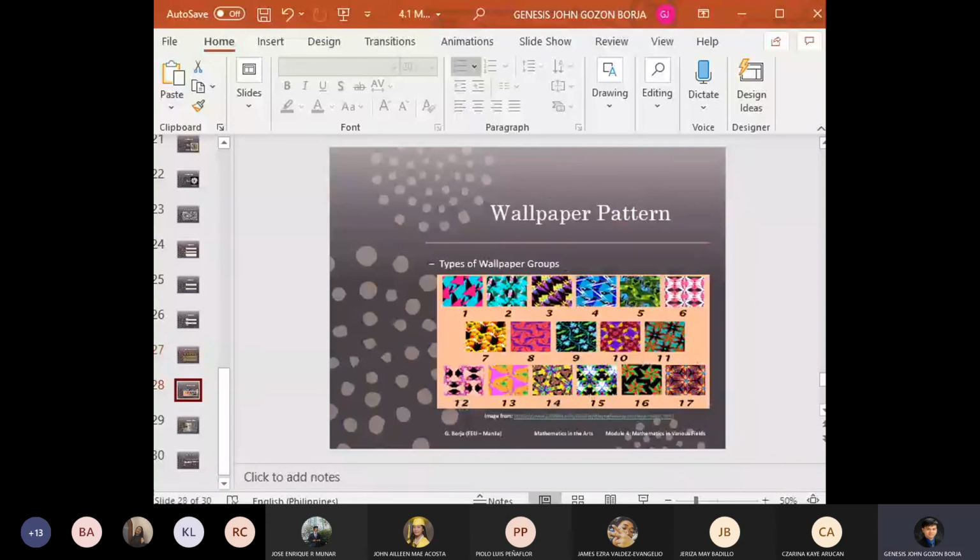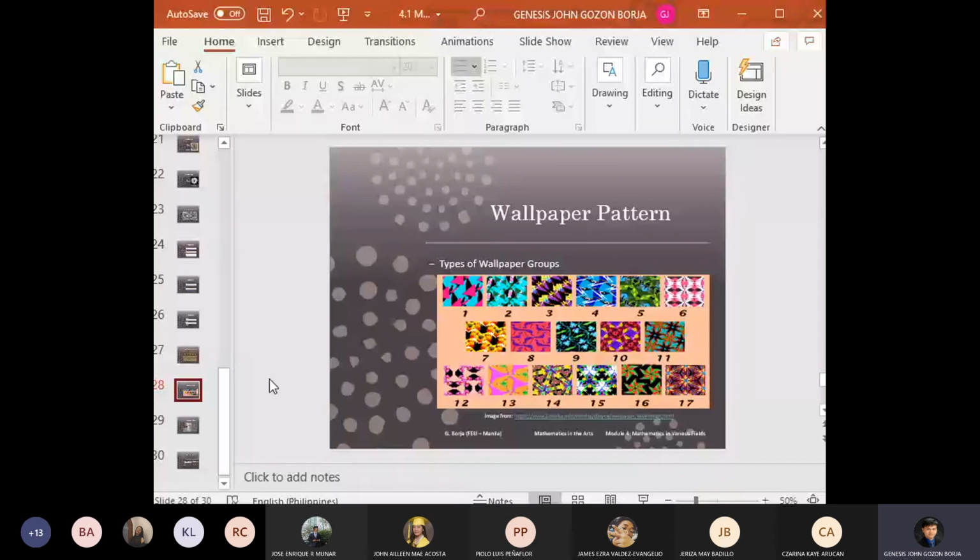And then we have the wallpaper pattern. There are 17 wallpaper groups. So kapag sinabi natin wallpaper, it's a combination. We reproduce the design or the motif in multiple linear directions. So ano siya? Combination, no? Combination ng pwedeng pataas, papunta sa kanan, diagonal, no? And so on and so forth.